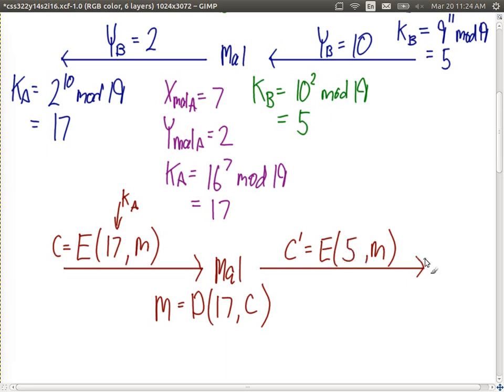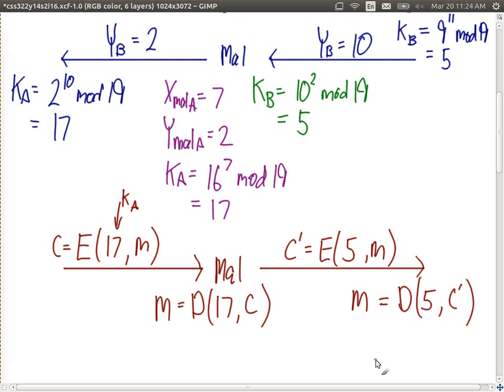B receives. It's got a message from A. It thinks it shared a secret key with A, which is the value 5, so it decrypts using the key that it shared with A, and it gets the original message. It successfully decrypts, so everything works as expected from B's perspective, and they get the message. But what has happened is that the malicious user also knows the message.